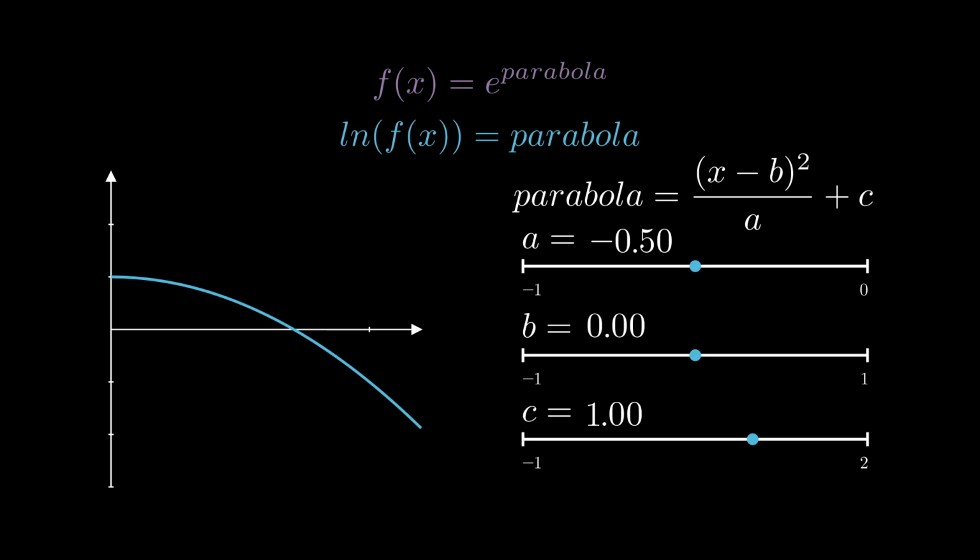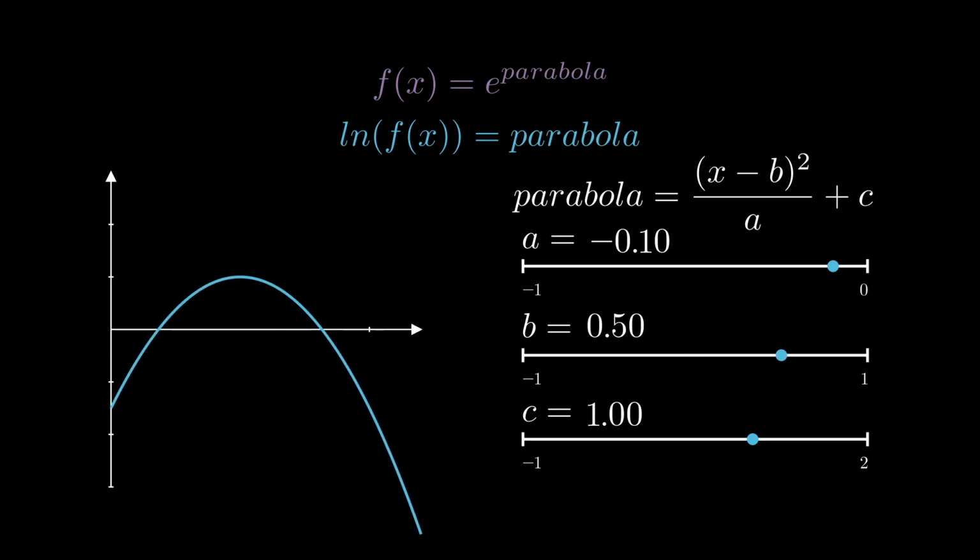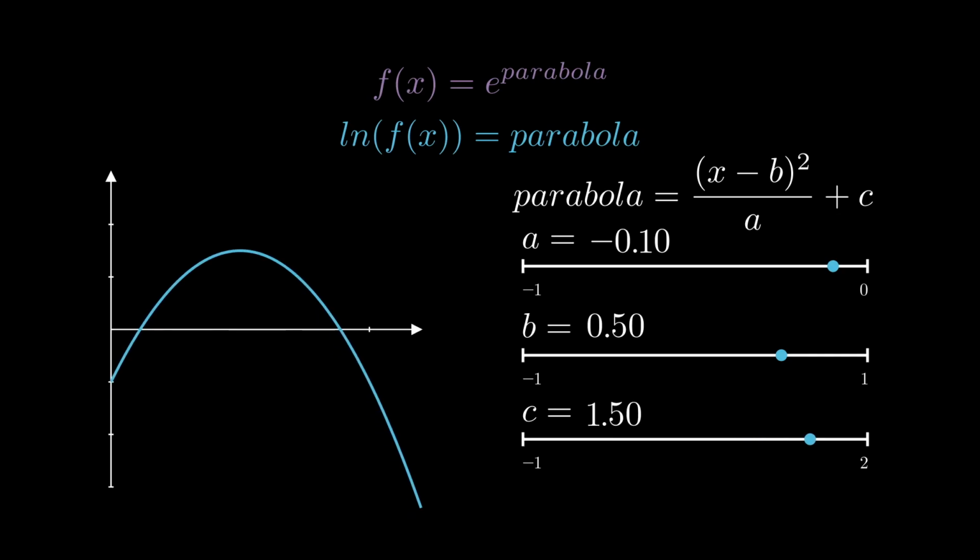If we change a, it scales the graph horizontally. If we change b, it shifts the graph horizontally. And if we change c, it shifts the graph vertically.